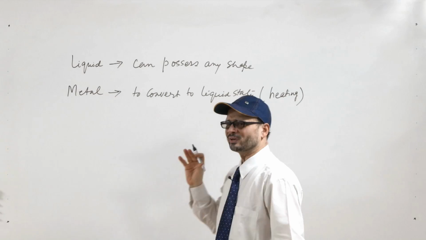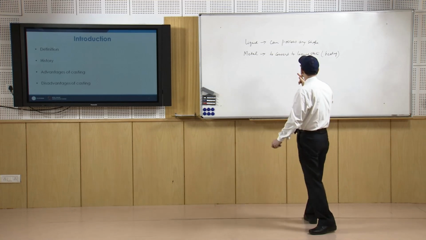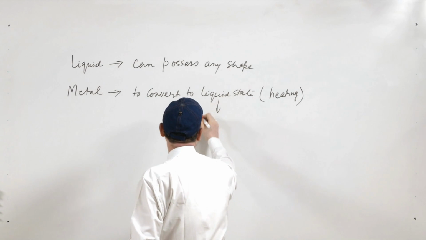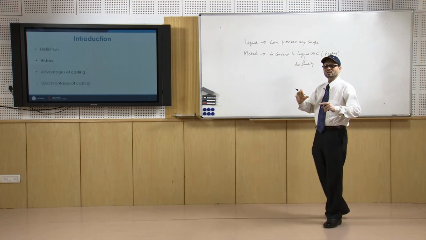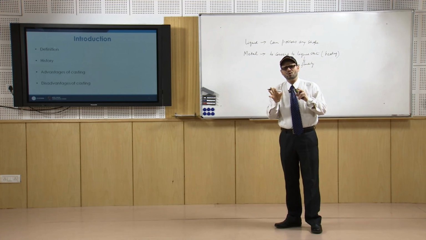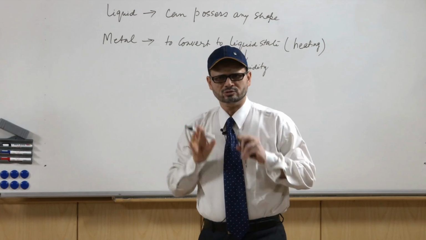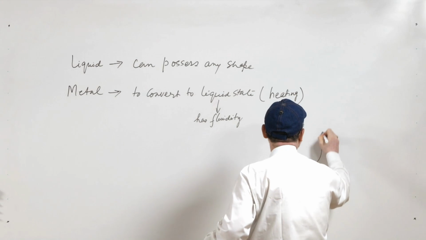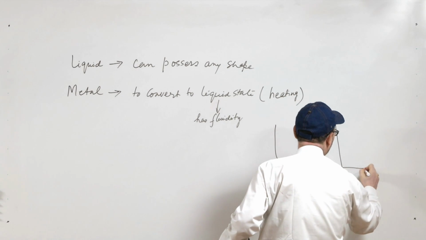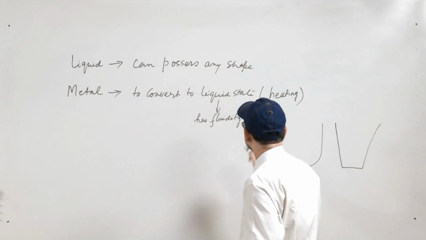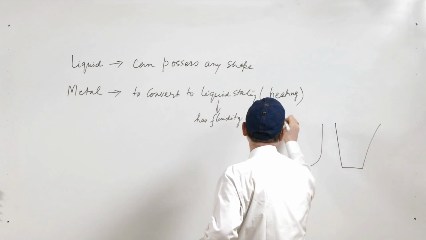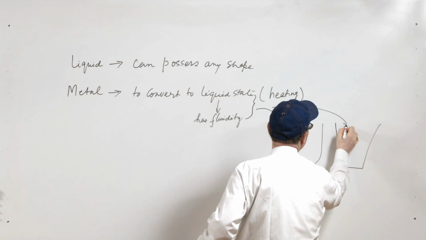So, once you heat the metal, it converts to liquid state. This liquid state has fluidity. Now, it has the characteristic to flow in any contour. So, then you can pour in any shape. In any shape you can pour this. So, this liquid can be poured in any shape.